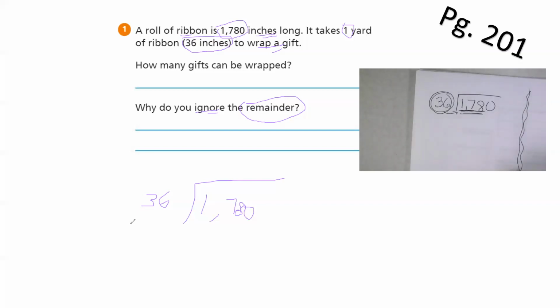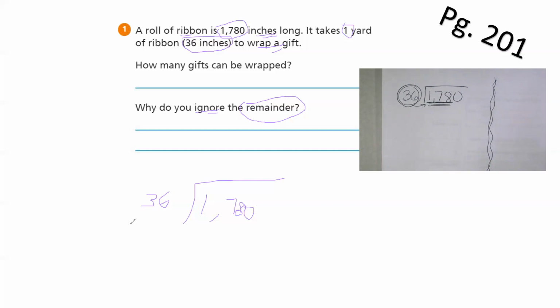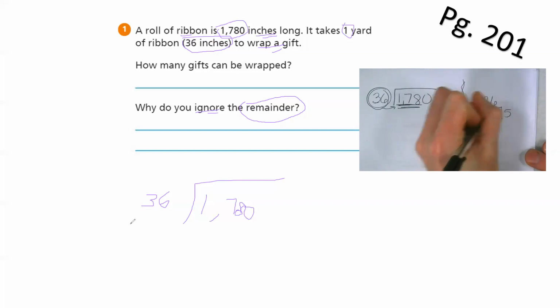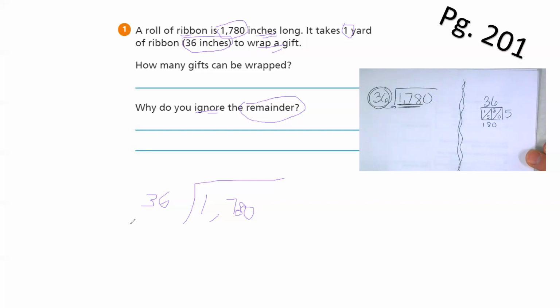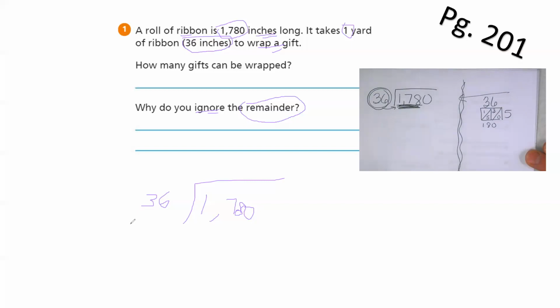How do you guess at how many to take out? Some people are already like, I'm going to guess 5. So over here, they check their guess. If I take out 5 groups of 36, 5 times 6 is 30, 5 times 3 is 15, so that would be 180. And then you check your guess. I only have 178. Can I take away 5? Negative. We know our answer is going to be 4.